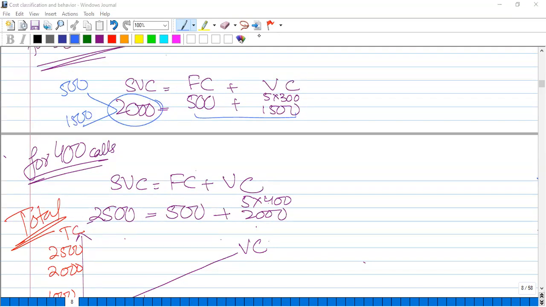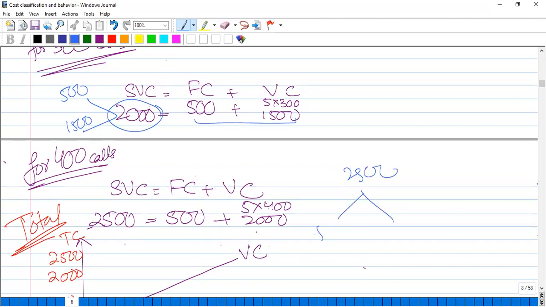So we have to focus on 400 calls. Semi-variable cost is equal to fixed cost plus variable cost. Fixed cost is 500. Variable cost, we have to calculate. Per call charge is $5, and I have done 400 calls. Simply I have multiplied 5 by 400. The answer is 2000. 500 plus 2000 is equal to 2500. This is the example of semi-variable cost. Now in this 2500, the 500 represents fixed cost and the 2000 represents variable cost.